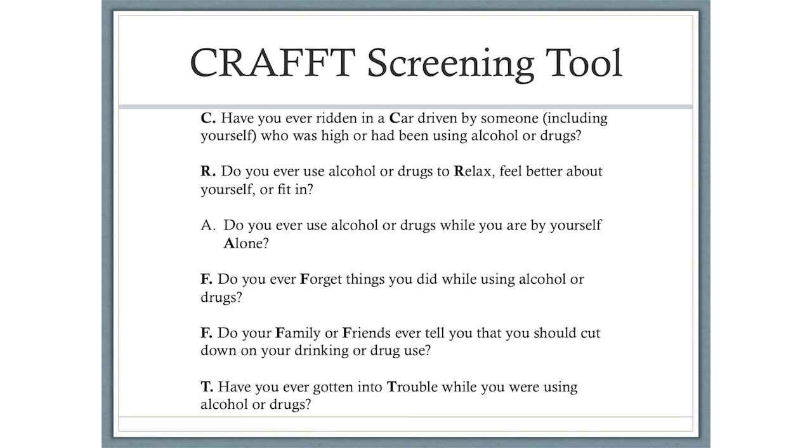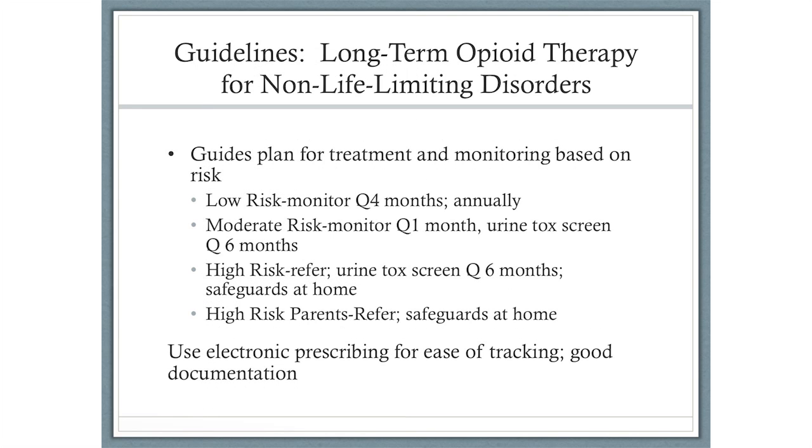So it's a mnemonic, and it's questions like, do your friends or family ever tell you that you should cut down on your drinking or drug use? Or have you ever got into a car while you were using alcohol or drugs? And depending on the score, you're stratified in a certain risk. So low risk would mean evaluating the patients in person every 4 months. Moderate risk is you evaluate them every month. You do urine tox screens twice a year.